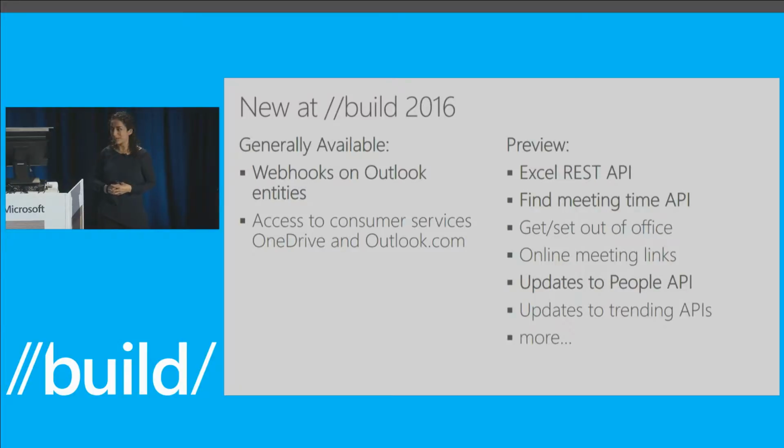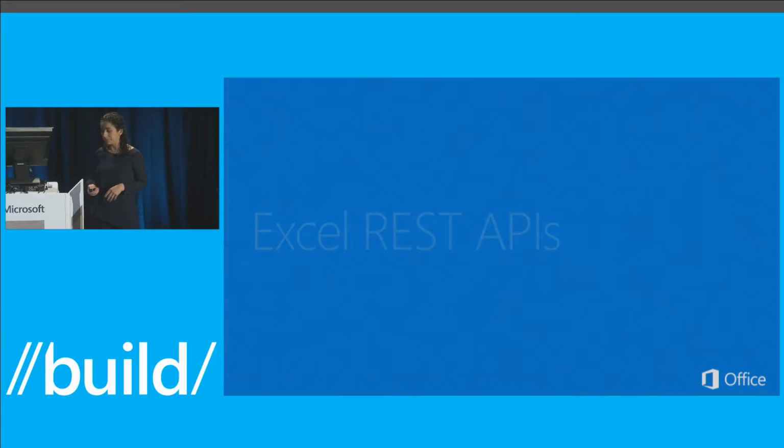At Build this week, we're announcing new functionality both in the B1 endpoint and in preview. In B1, we're now releasing webhooks for Outlook entities and the general availability of access to consumer services. In preview, we have the Excel REST API, the Find Meeting Time API, and some others that are listed on this slide. Today, we're going to dive into these 4 that are highlighted here: webhooks, Excel, Find Meeting Times, and People API.